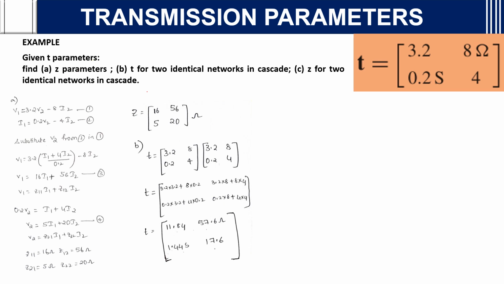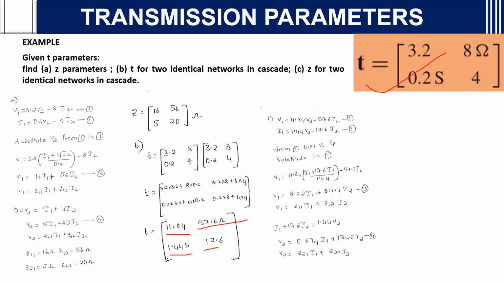Now the second question: what are they asking? They are asking for the T parameters of two identical networks in cascade. The T parameters are already given, and they want the identical networks in cascade, so multiplying the given T matrix with itself will give the answer. If you multiply both matrices, you will get 11.84, 57.6 ohms, 1.44 siemens and 17.6 as the T parameters.